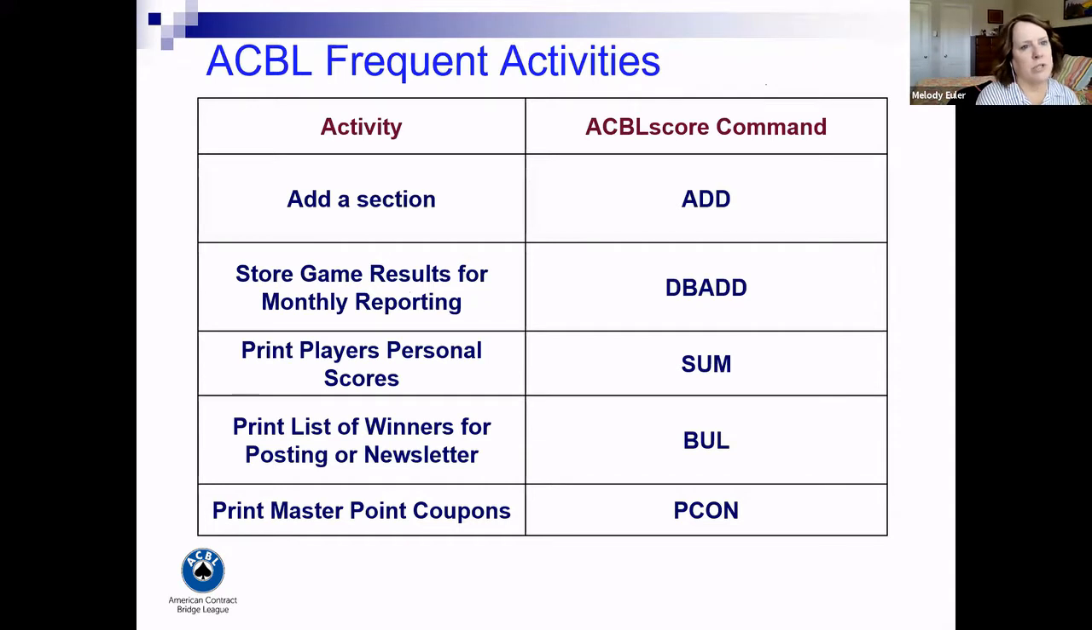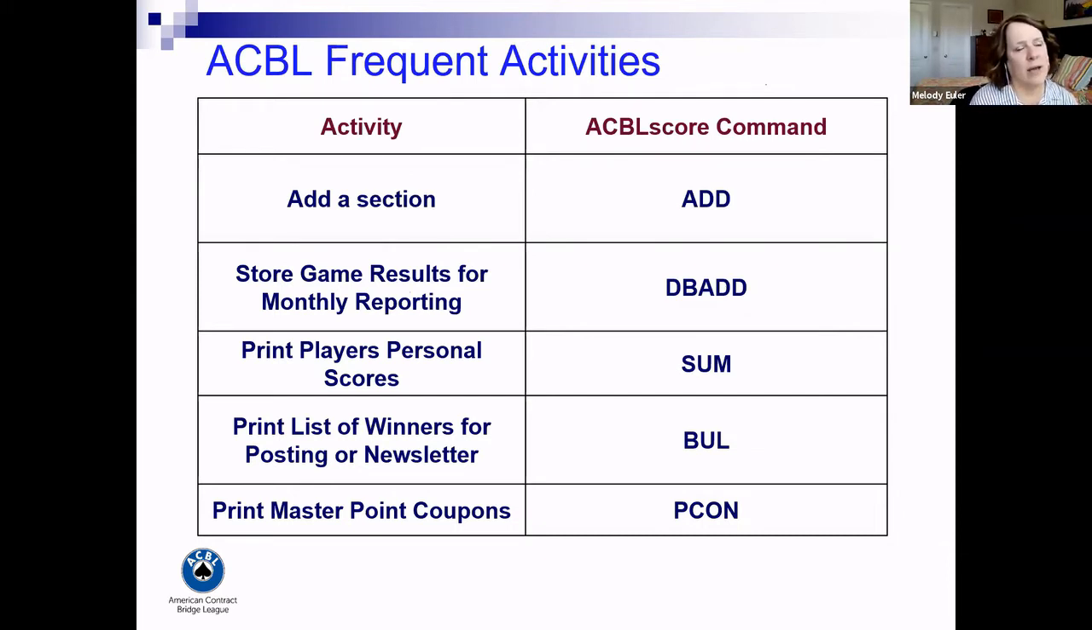Print a list of winners for posting in your newsletter. This is actually free advertising in newspapers. If you can find a newspaper that, in their community section or entertainment, sometimes they're looking for fill, and they will put your bridge results for your group in the paper. It's surprising to me the number of people that used to talk to me about seeing my name in the paper. So F11 BUL, bulletin, is the way we print out something to take and drop off at the paper or to email them, one or the other.